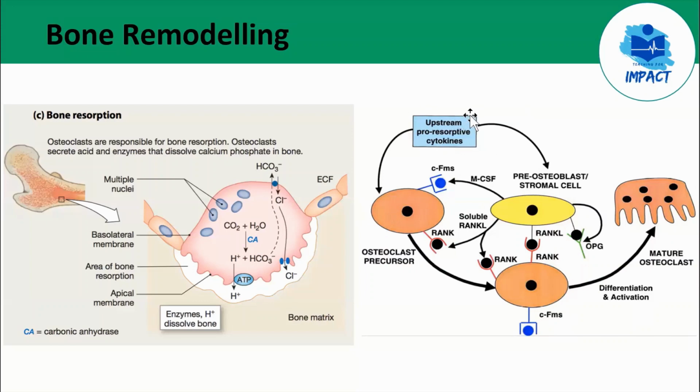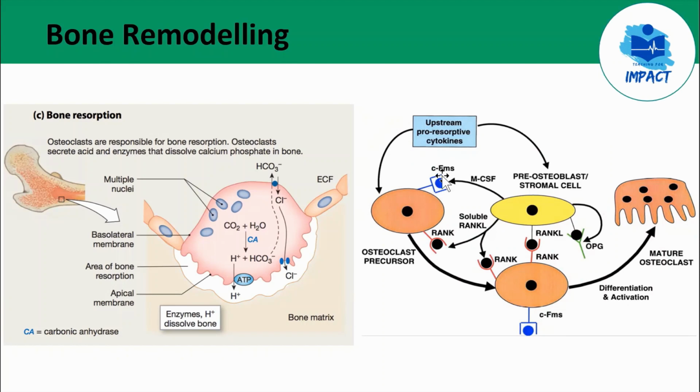Upstream pro-resorptive cytokines, for example PTH, interleukins, TNF-alpha, and glucocorticoids, stimulate pre-osteoblasts, also called stromal cells, shown in yellow, to express RANKL on the plasma membrane, to secrete soluble RANKL, as well as OPG and MCSF. OPG here is a decoy receptor for RANKL, so it binds to soluble RANKL and RANKL on pre-osteoblasts and prevents them from binding to RANK on the osteoclast precursor, thus regulating osteoclastogenesis.